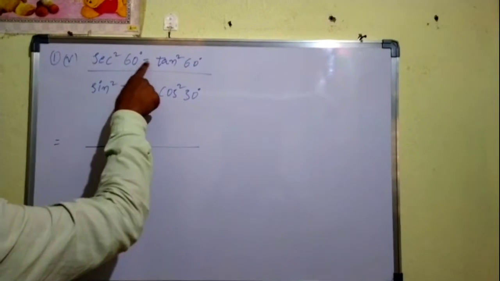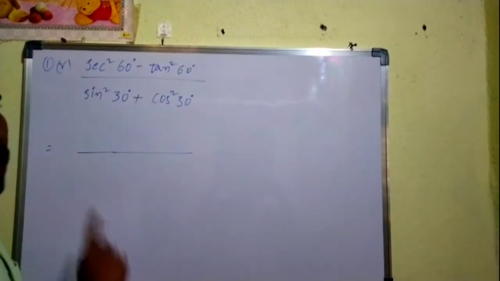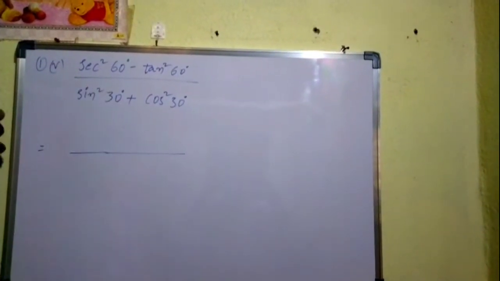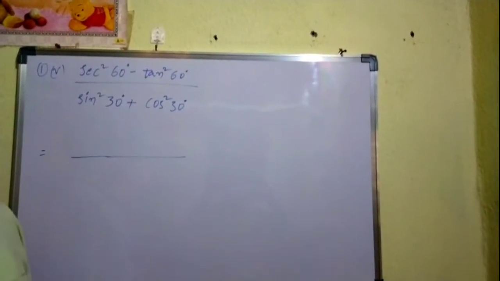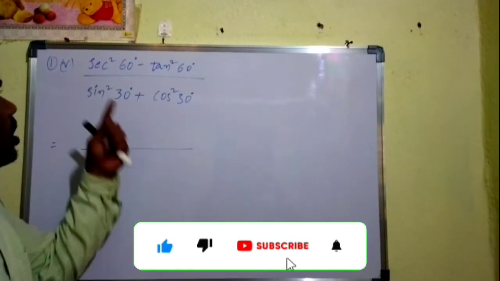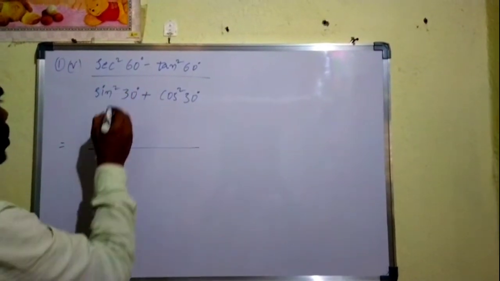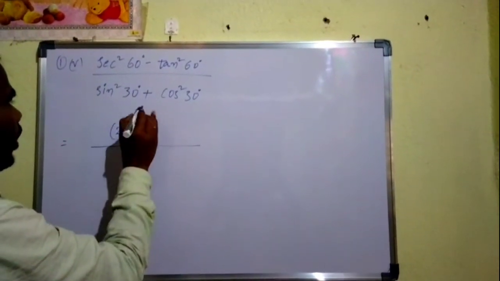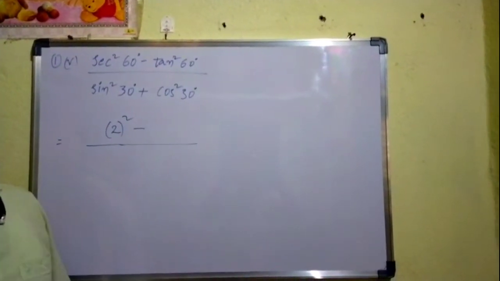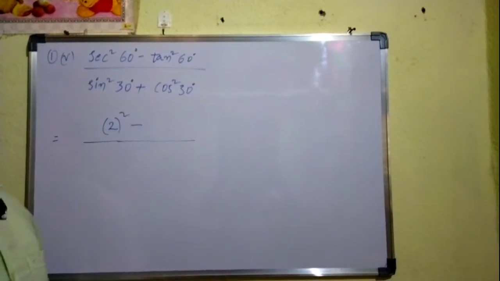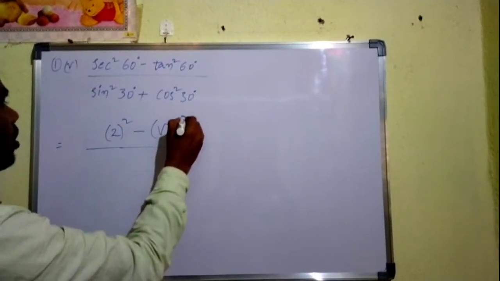Question: sec square 60 minus tan square 60 by sin square 30 plus cos square 30 is equal to how much? So sec square 60. Sec 60 you can get in the trigonometry table. Sec 60 value is 2, so that is 2 square, minus tan square 60. Tan 60 value is root 3, so write it as a square.